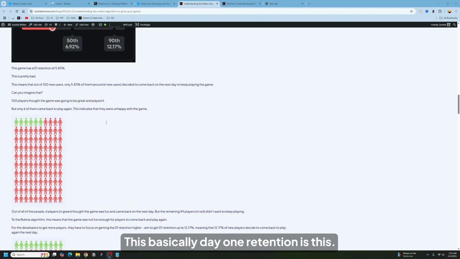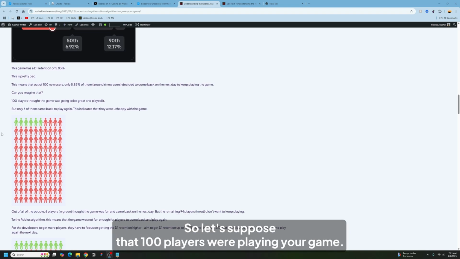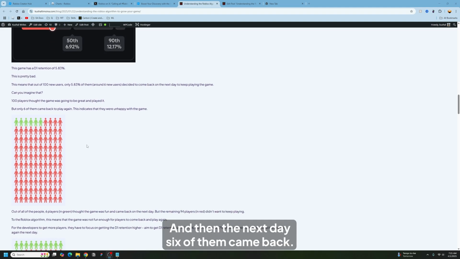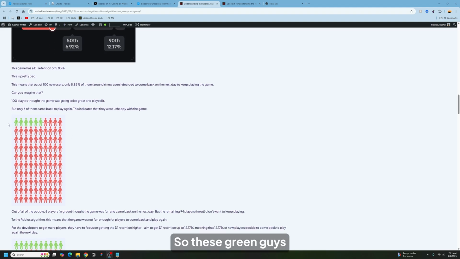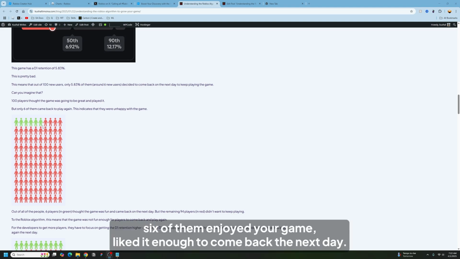Day 1 retention is this. Let's suppose that 100 players were playing your game. So these are 100 different players that are playing your game. And then the next day, 6 of them came back. So these green guys right here are the 6 people that, out of these 100 people, enjoyed your game, liked it enough to come back the next day.